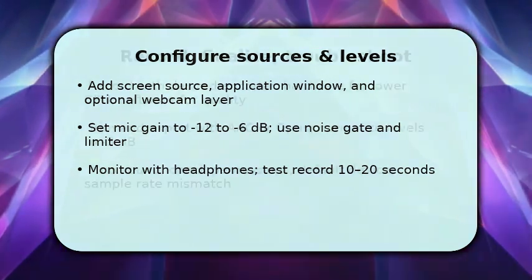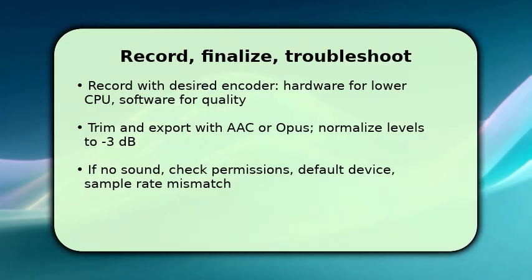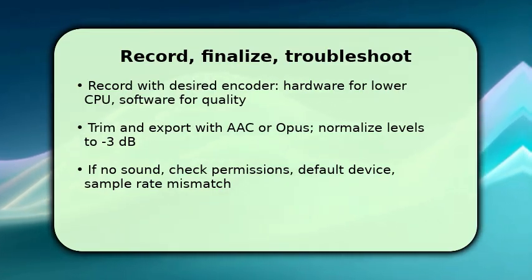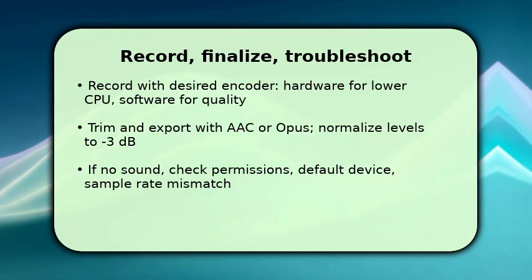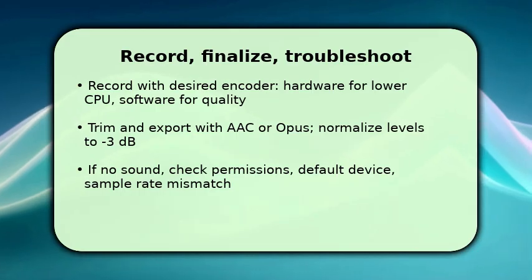Prefer a hardware encoder to lower CPU load, but choose software encoding if you need maximum quality. When finished, trim and export using AAC or Opus and normalize peaks to about -3 dB so playback is consistent.